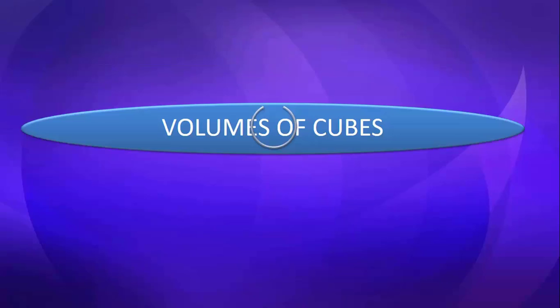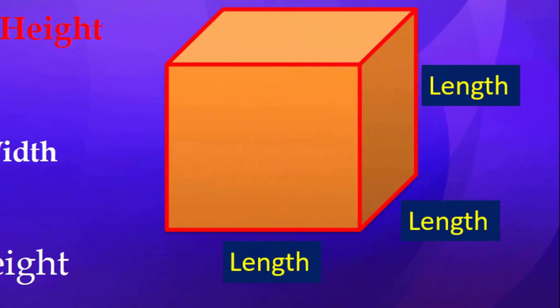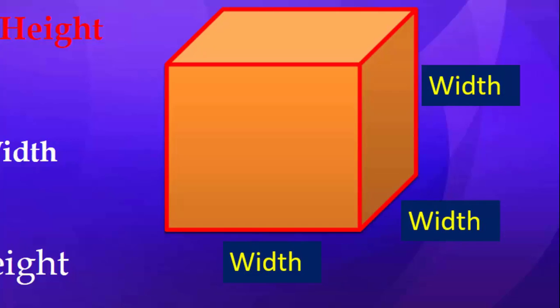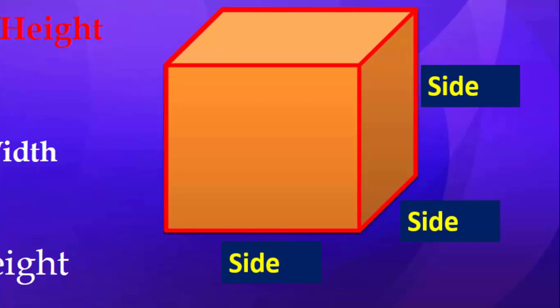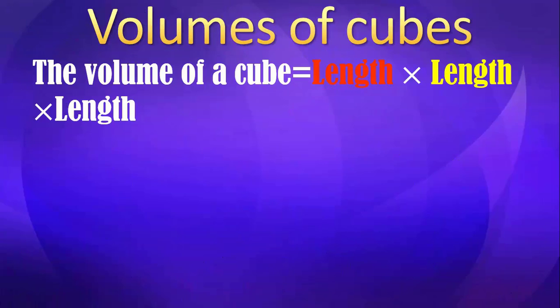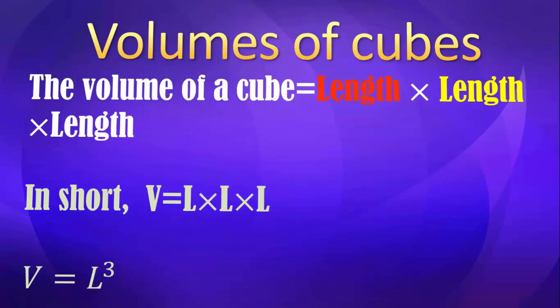Volumes of cubes. Cubes have all their sides equal. So, looking at the figure on the screen, we can relabel it as having length all throughout, width all throughout, and height all throughout, or better still, side all throughout. So in this case, the volume of a cube is equal to length times length times length. In short, we can say V = L × L × L, which can further be simplified to V = L^3.